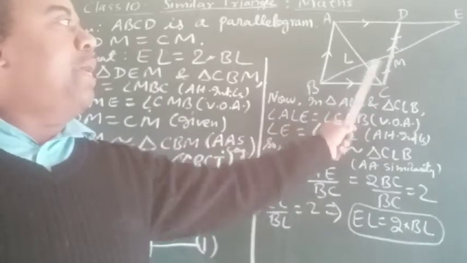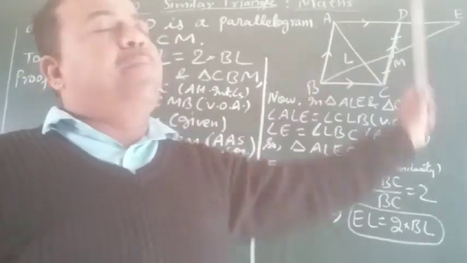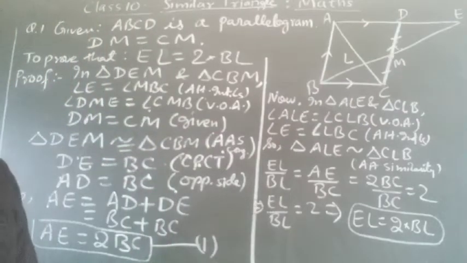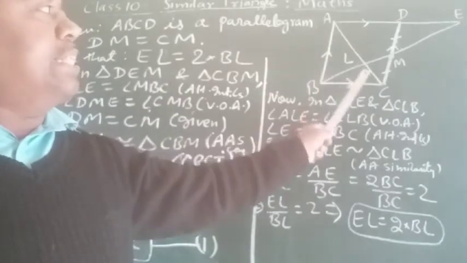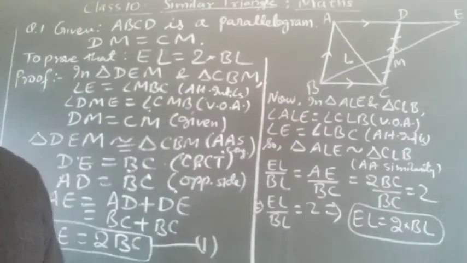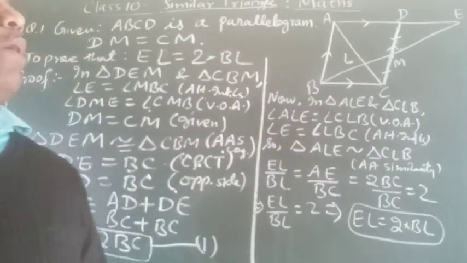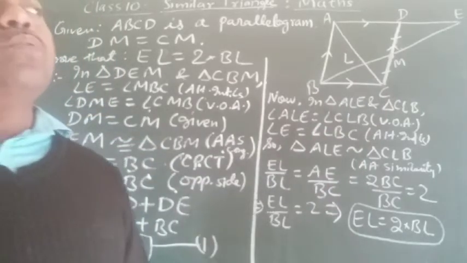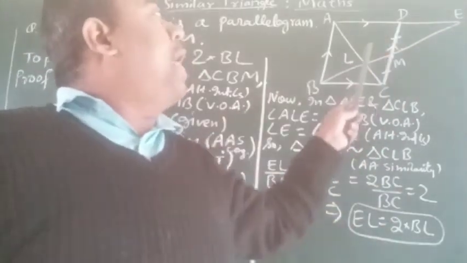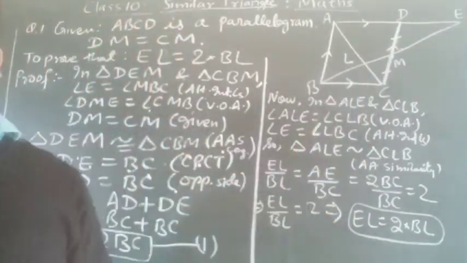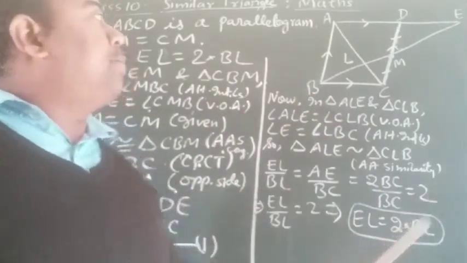B and M are joined and it is produced in the same direction. Then AD is also produced, and they will meet at the point E. This BE cuts the diagonal AC at the point L. So BE and AC are both intersecting at the point L. We have to give the relation between EL and BL. E to L and B to L. How could we relate EL and BL? Look at this.